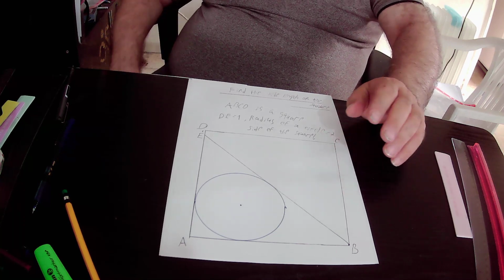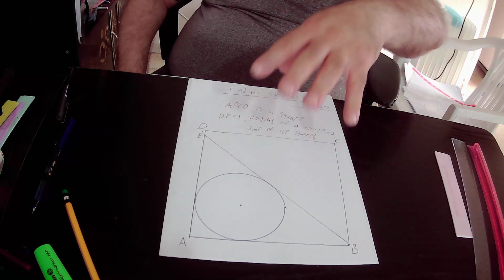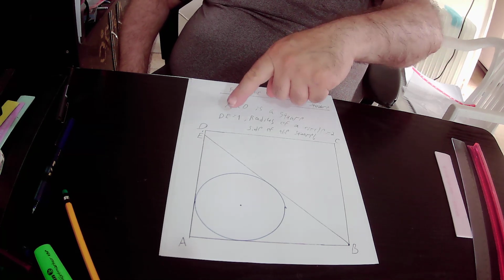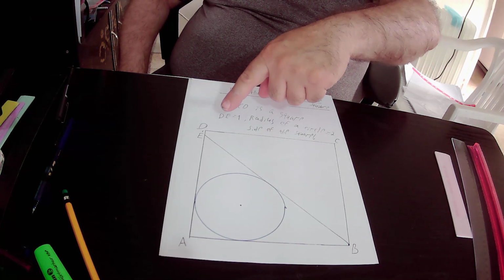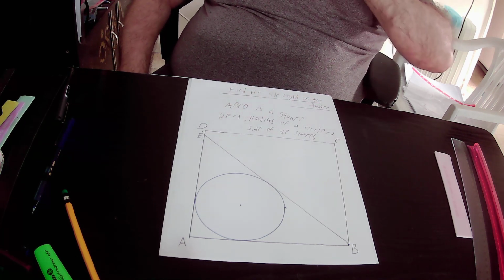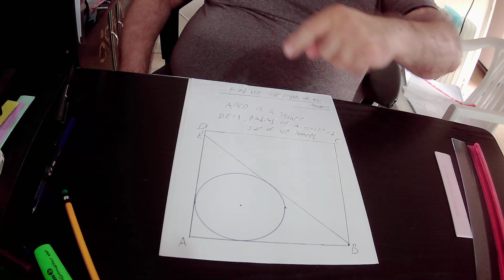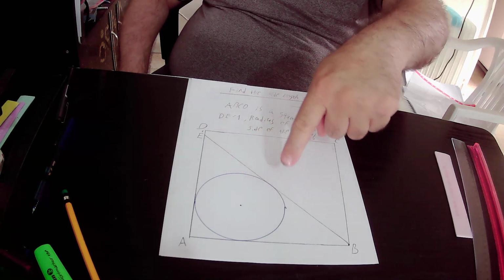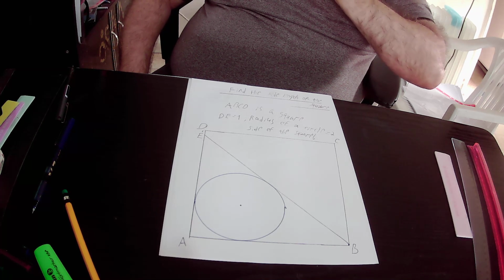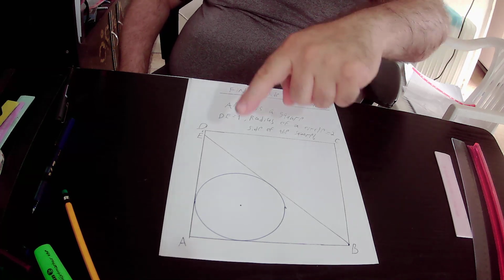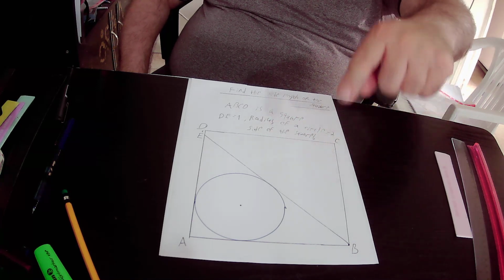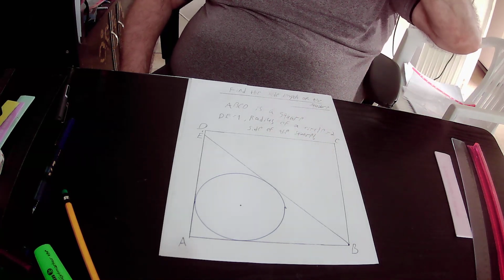Here in the drawing we have square ABCD. We know that the short line segment DE equals 1 unit, and we also know that the radius of this circle is equal to 2 units, and we want to find out the length of one side of square ABCD.